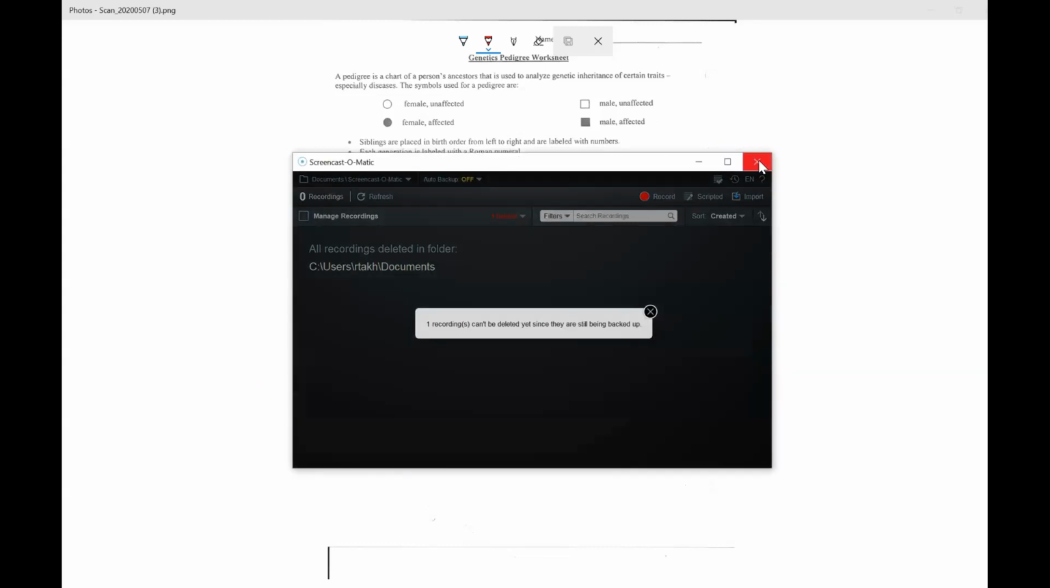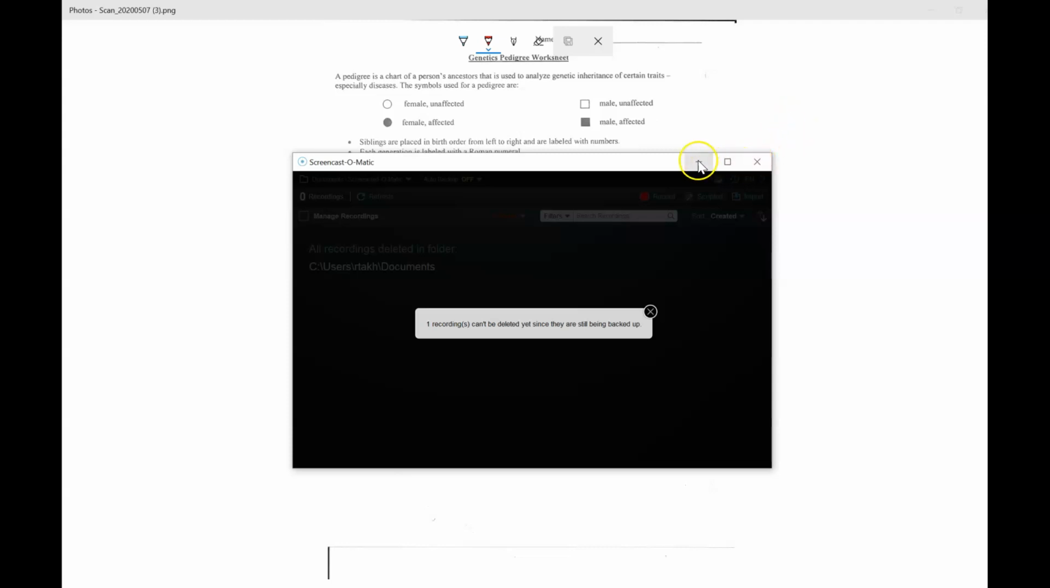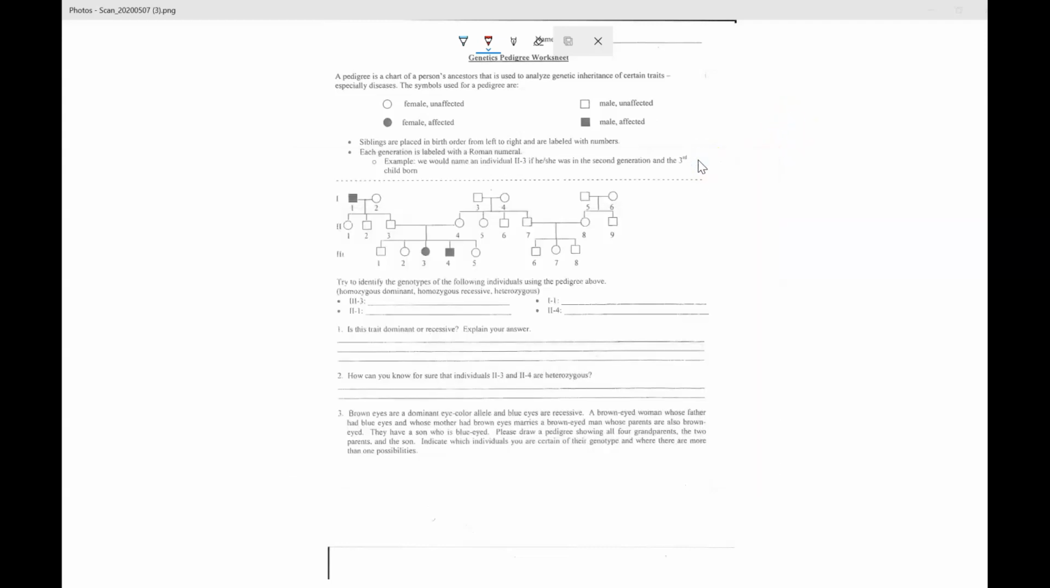Okay, hi guys. This is the worksheet that I've posted on our Google Classroom, and I wanted to go over it with you. So, a genetics pedigree worksheet.